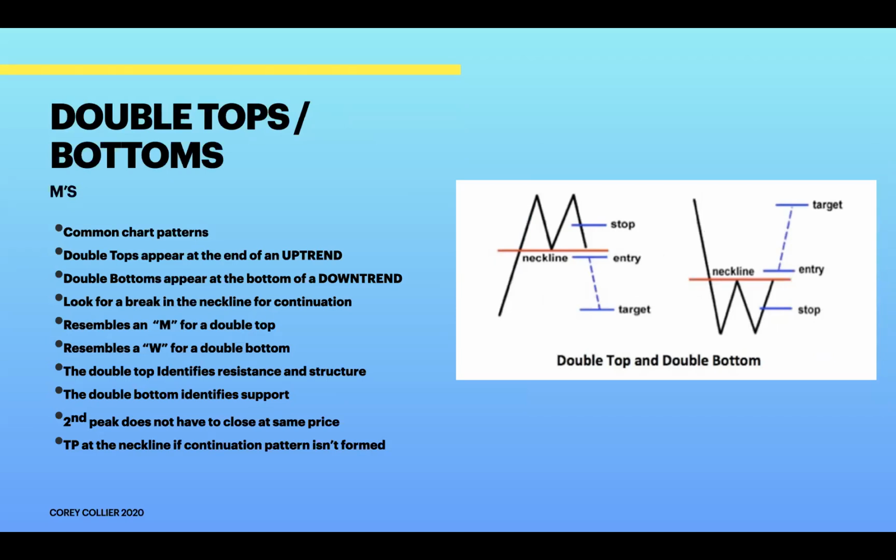So common chart patterns are double tops and double bottoms. They're very common, guys, all right? Double tops appear at the end of an uptrend. Double bottoms appear at the end of a downtrend. What we're looking for when it comes to double tops is the break in the neckline for a continuation. Again, M is the double top, W for the double bottom. The double top identifies resistance in structure. Double bottom identifies support, okay, in structure.